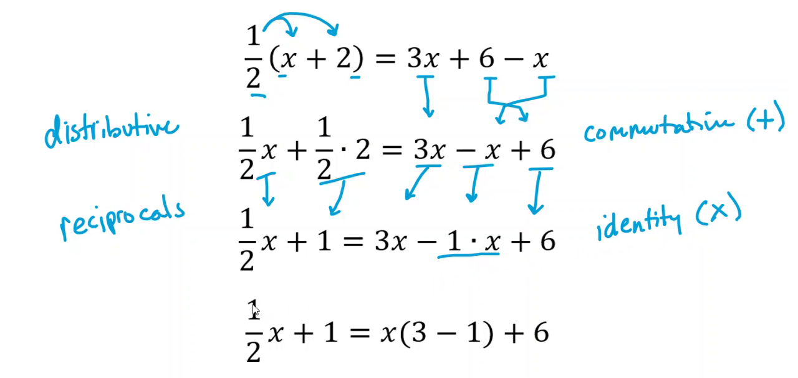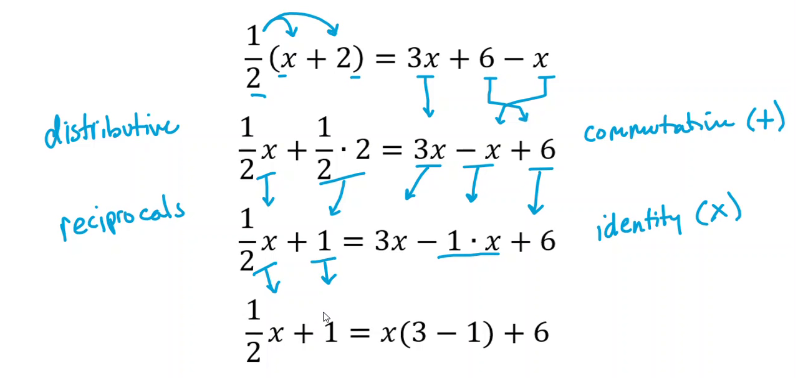All right. Let's go to the next line. 1/2 x is still there. Plus 1 is still there. Notice that the left side is pretty much simplified as far as we can get. We can't add 1/2 x to 1. We can't simplify either one of those any further.